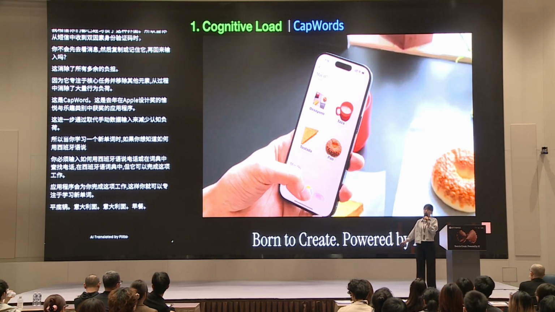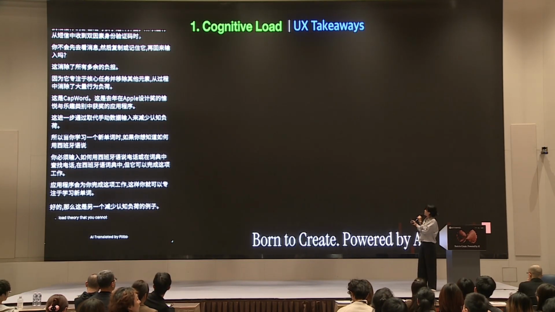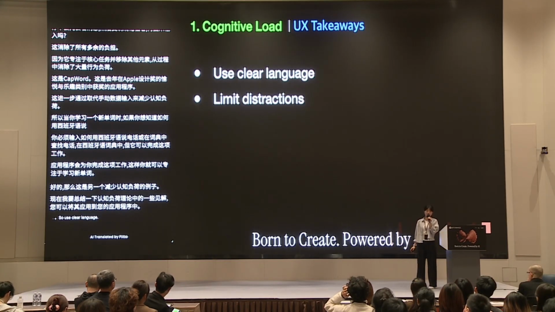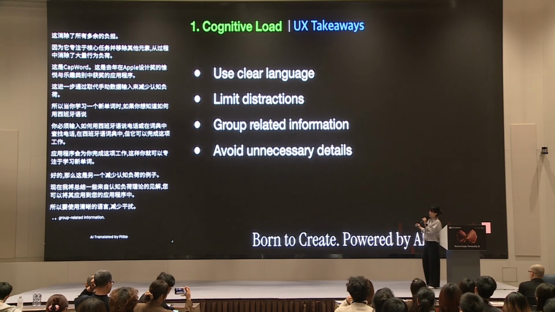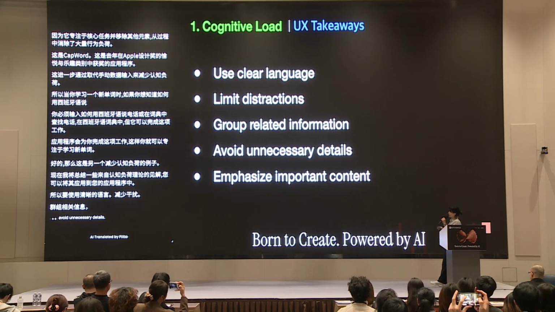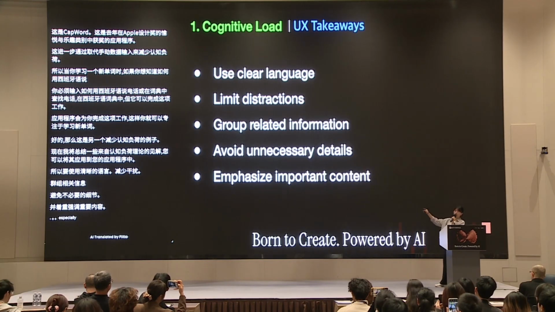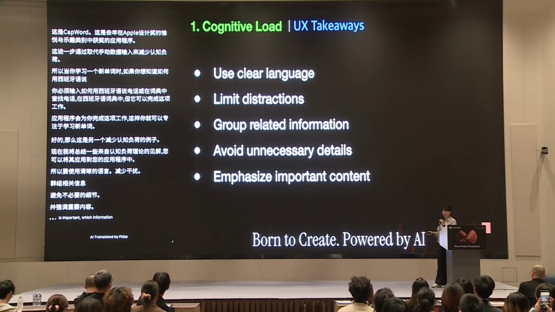Okay, so that was another example of reducing cognitive load. And now I'm going to summarize the insights from cognitive load theory that you can apply to your app. Use clear language, limit distractions, group related information, avoid unnecessary details, and emphasize important content. Especially with the last one, if you can signal which information is important, which information you need to focus on, it is really helpful for learning and for user experience as well.